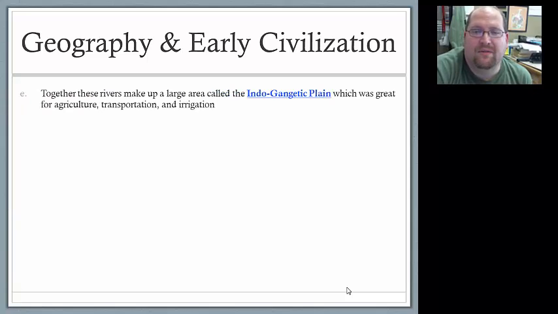Together, these five rivers that were joined make up the larger region called the Indo-Gangetic Plain, which was great for agriculture, transportation, irrigation, and all the things that a river provides for the region.